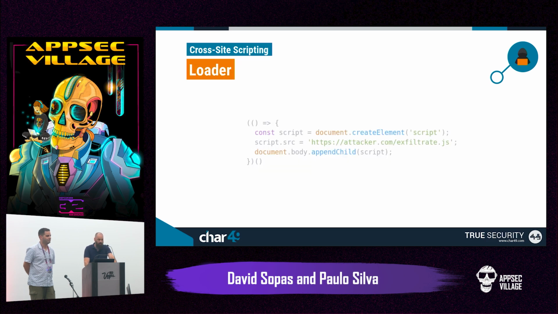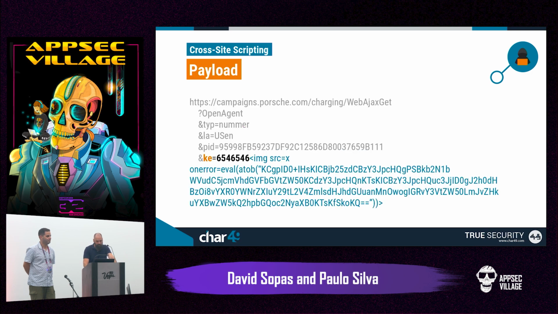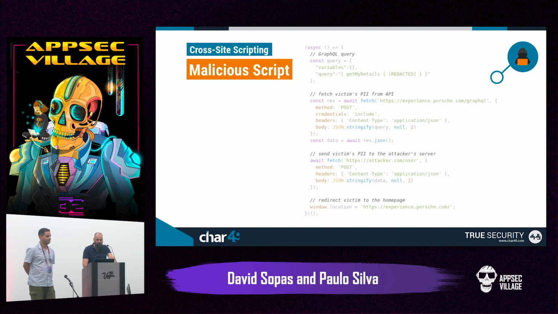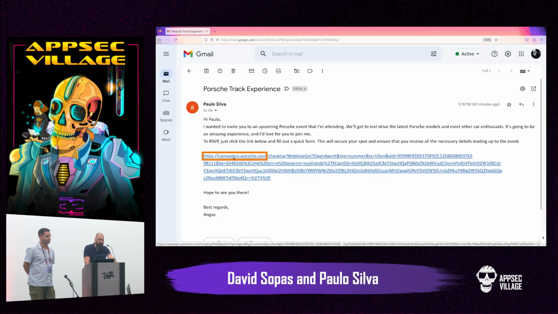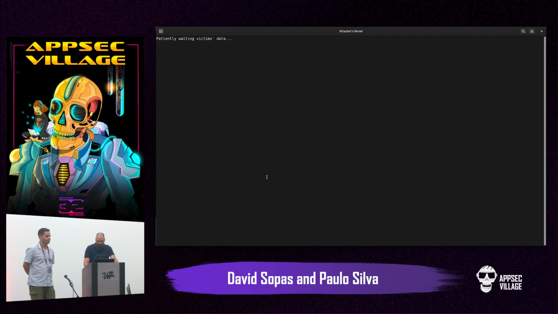So this is the loader we're gonna add to the URL that we're gonna send to victims to load a JavaScript file from a remote server. Then we have to do some encoding because it's not that easy to manage spaces and special characters on the URL. And this is what's fetched from our remote server. So we're gonna do a GraphQL query, fetch victims' PII, and exfiltrate it to the remote server. Then we just need to trick victims to click the URL, so offer them something like a Porsche experience, why not? And this is how it goes.